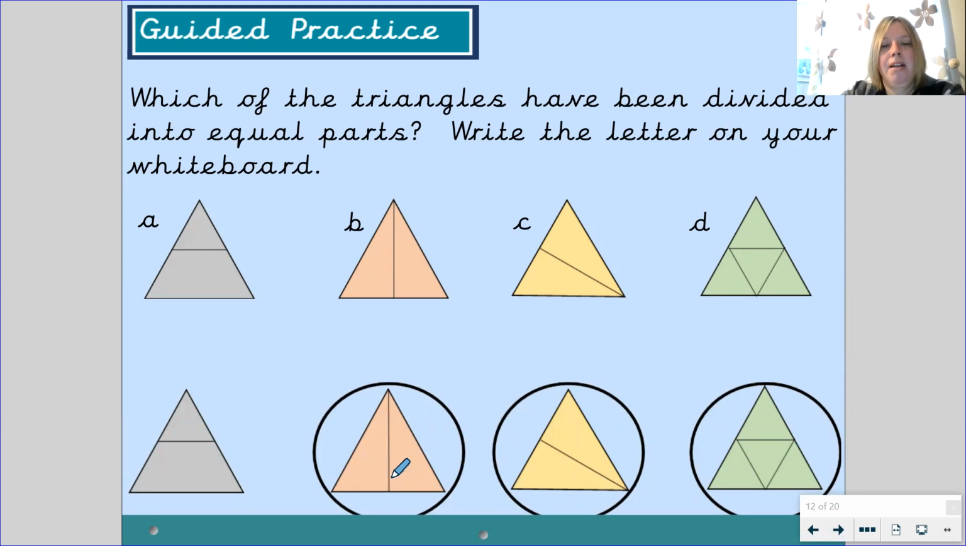We can see that triangle B has two equal parts that are the same size. We can see that two parts in triangle C are equal. We can see that triangle D has been divided into 1, 2, 3, 4 equal parts. If we look at triangle A, they are unequal. That means they are different sizes.